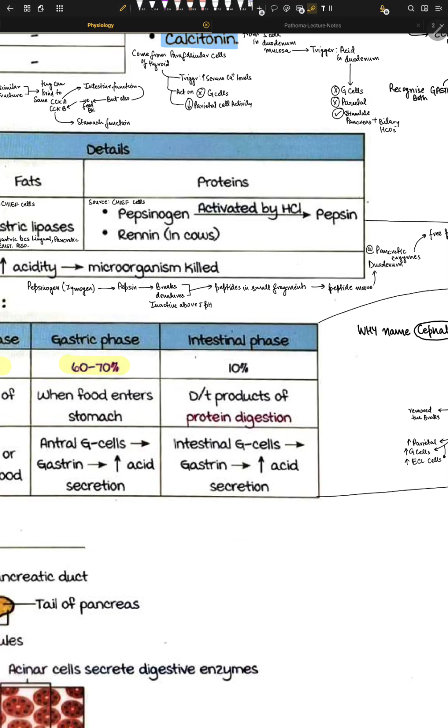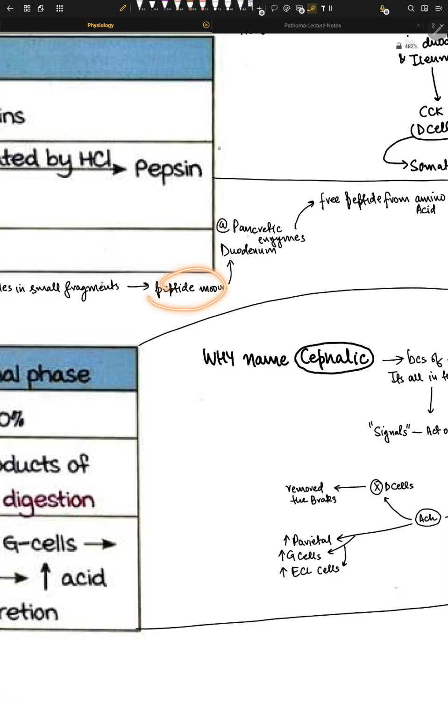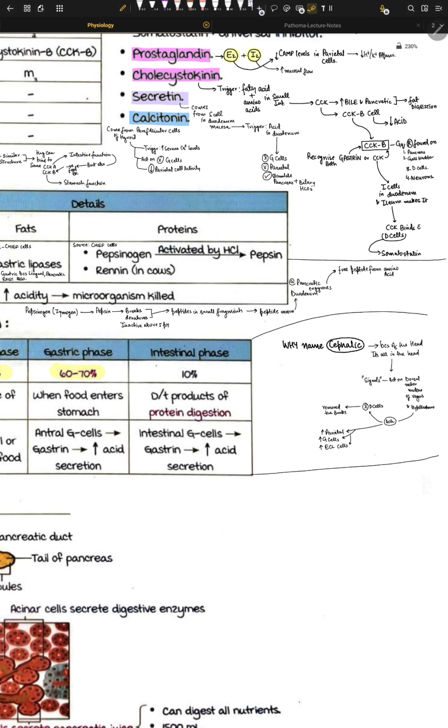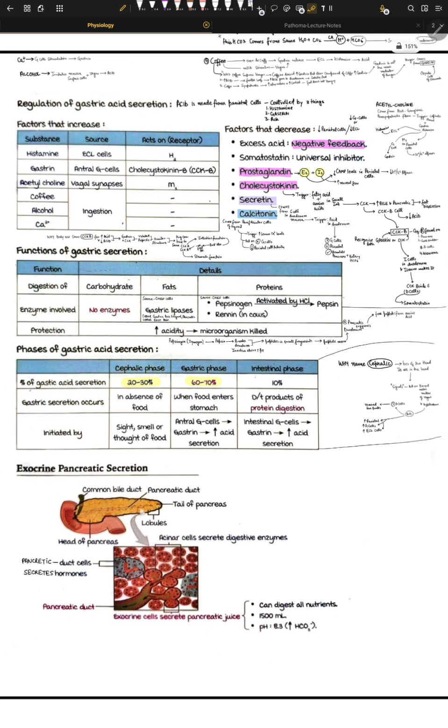I asked myself, why is it getting activated by HCl? Because you don't want pepsin to get activated in your blood. That's a good answer. So pepsin breaks the protein into small fragments, and then the peptides move to the duodenum, and pancreatic enzymes act on these peptides, and they break more, and then we have free amino acids. That's how protein digestion happens.